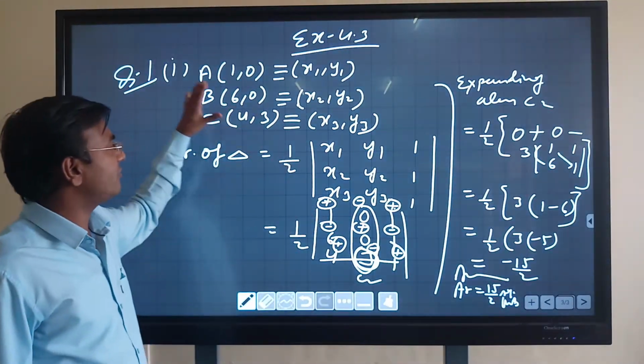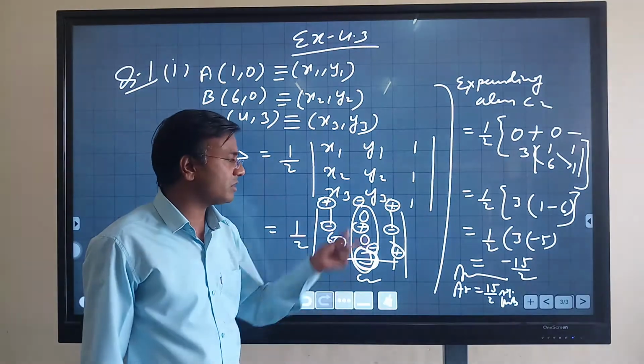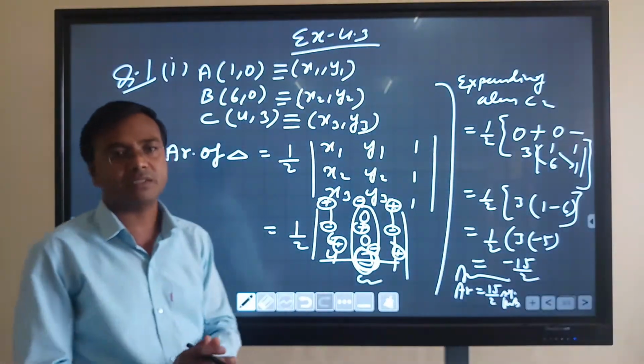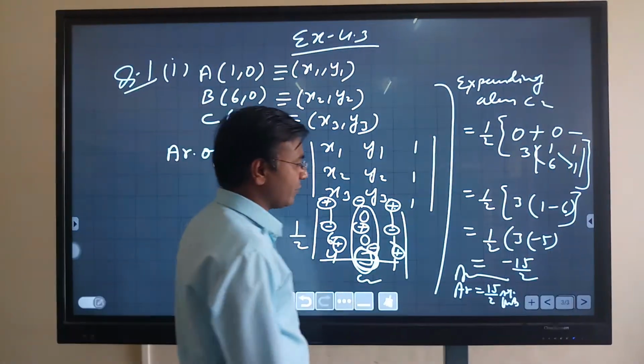And in class 10 we were using this formula. So we need to use this determinant formula unless stated otherwise, because we are using determinants. So this is the solution of the question.